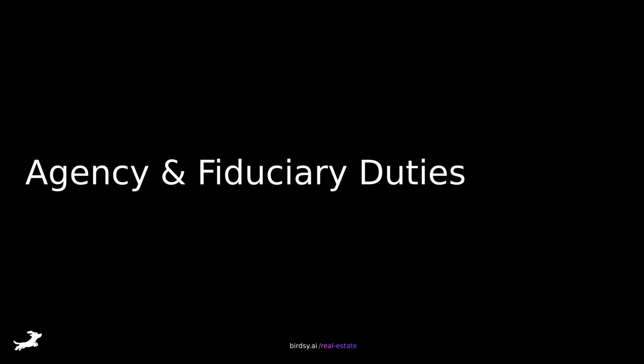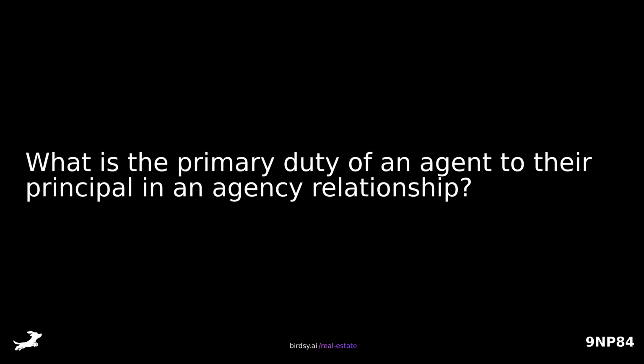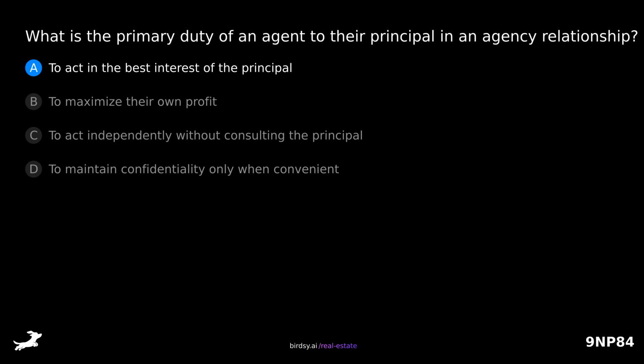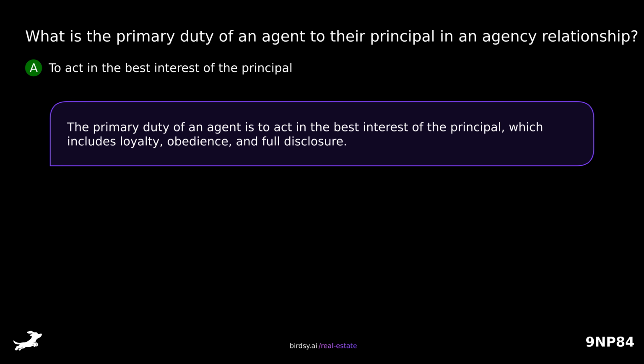Agency and fiduciary duties. What is the primary duty of an agent to their principal in an agency relationship? Is it A, to act in the best interest of the principal, B, to maximize their own profit, C, to act independently without consulting the principal, or D, to maintain confidentiality only when convenient? The answer is A, to act in the best interest of the principal. The primary duty of an agent is to act in the best interest of the principal, which includes loyalty, obedience, and full disclosure.